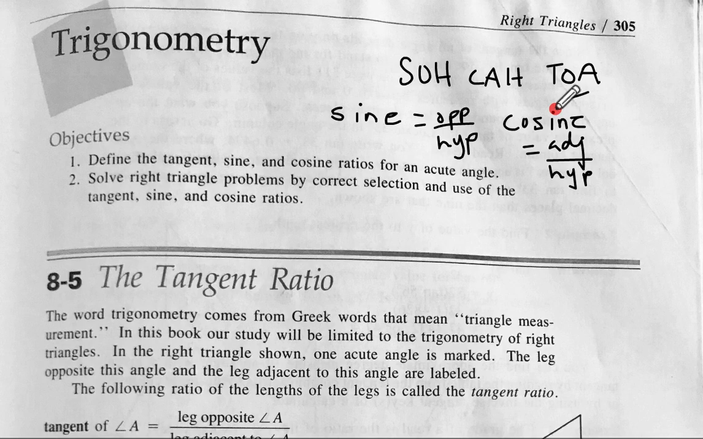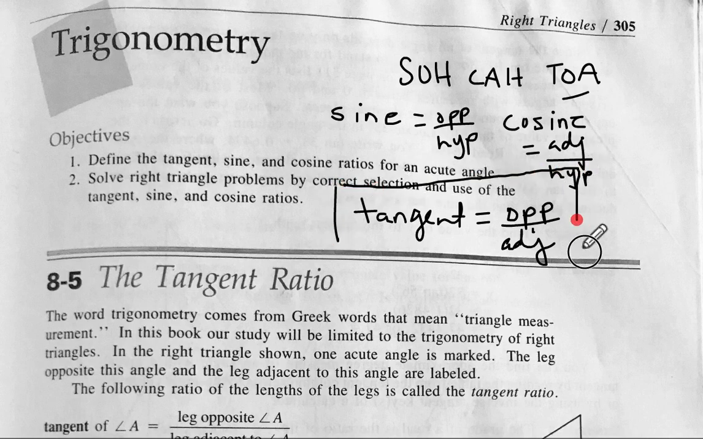And what we're going to talk about today is the tangent. The tangent, the tan button, is the ratio of the opposite side over the adjacent side. So they're ratios. We're going to be focusing on this one today, and it should be pretty easy. I'm not sure about the homework though. So let's go and see what the book has to say.